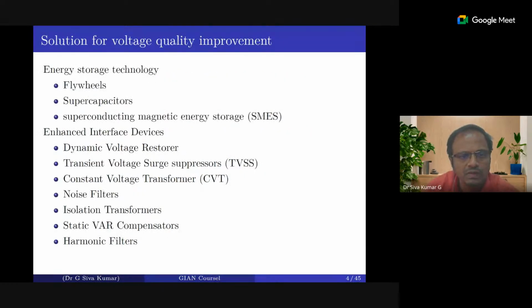Some of the devices which can be used for voltage quality improvement are flywheels, supercapacitors, superconducting magnetic energy storages, and enhanced interfaces such as the dynamic voltage restorer and transient voltage surge suppressors. We can go for these voltage quality improvement devices.